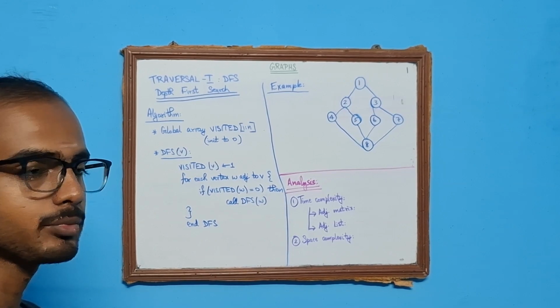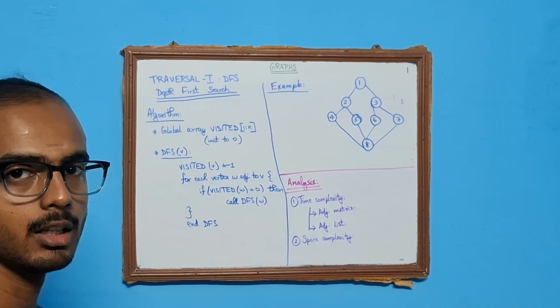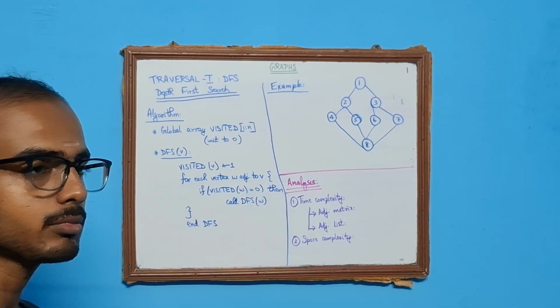So now DFS of 1 is calling DFS of 2, I'm writing here, because we need to keep track of this to complete the algorithm, right? DFS of 1 is calling DFS of 2. Now if you go to 2, again this value will become 1. I'm just crossing it down and writing it here. This value will become 1 because visited of 2 should be 1.